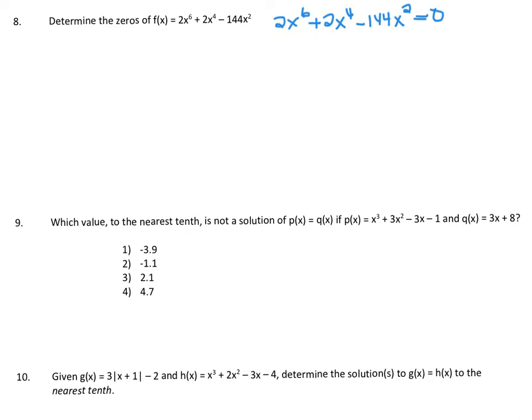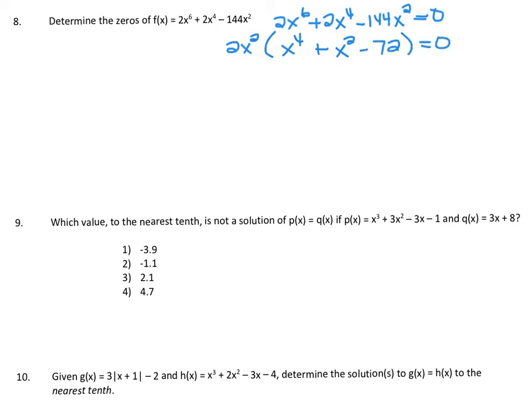So I think what I'm going to do is I'm just going to factor out the greatest common factor. I'm just going to factor out the 2x squared. Okay, and that's going to leave me with x to the 4th plus x squared minus 72. And then I'm going to bring down the equals 0.